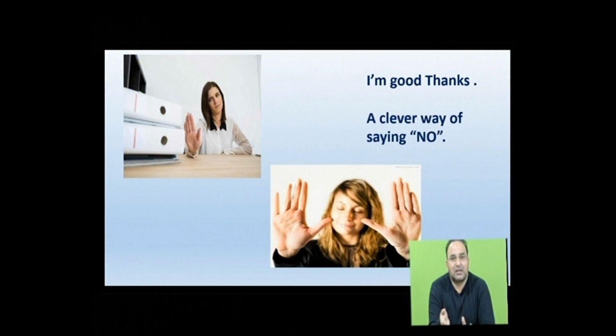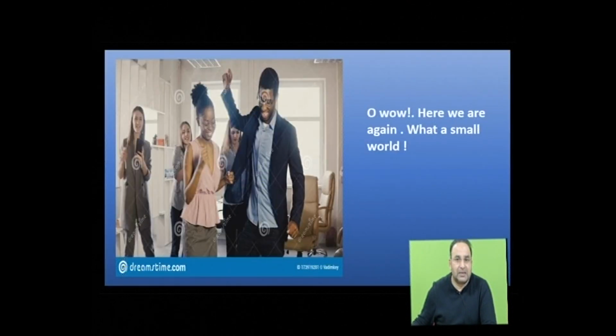Some of your friends pull you towards lunch or something, or offer some unwanted help, saying we will do it, we will do it, and you don't want that, you want to do your own work. Then you can use this expression, I'm good, thanks. Normally we can say no, but this is a clever way of saying no. So whenever you want to say no to your friends or to any person you do not like, you can say, I am good, thanks, it's okay. Clear? Okay, so let's go with the next picture.